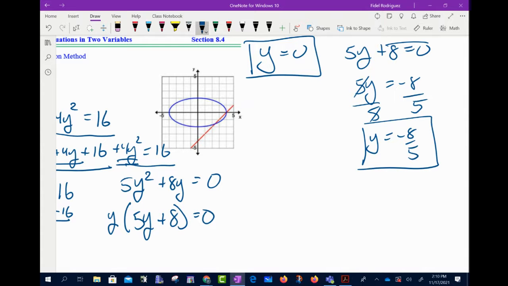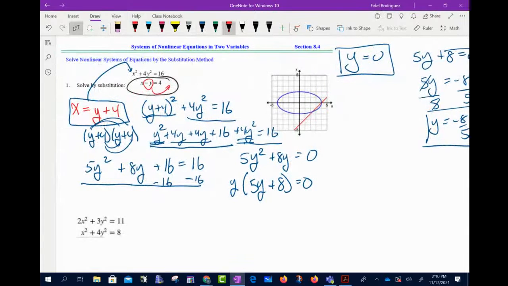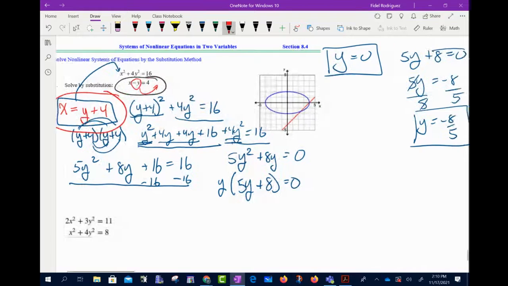Okay. So I'm going to kind of zoom back out a little bit because somewhere over here, here we go. In red, we know what x is equal to. I'm sorry. Go ahead, John.